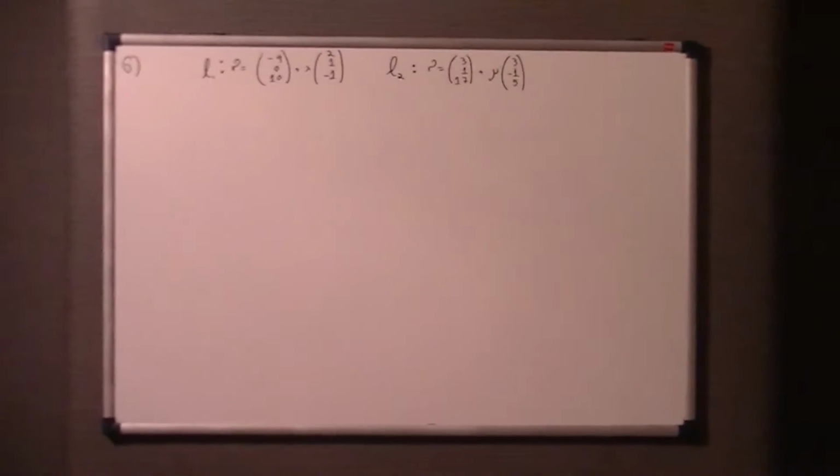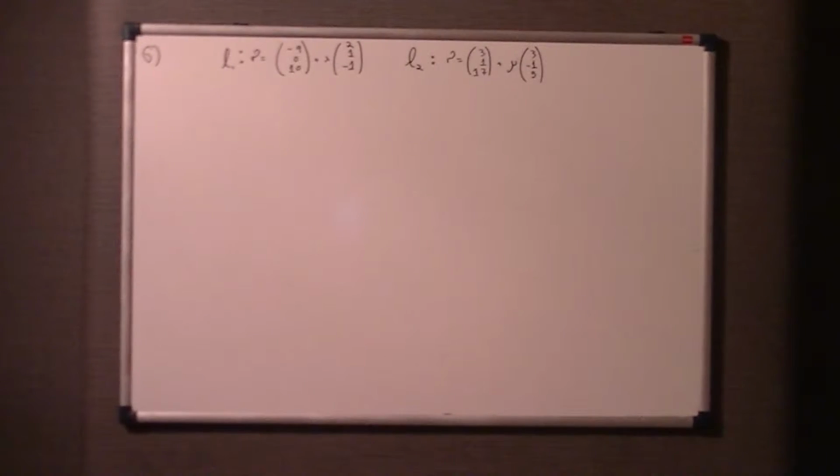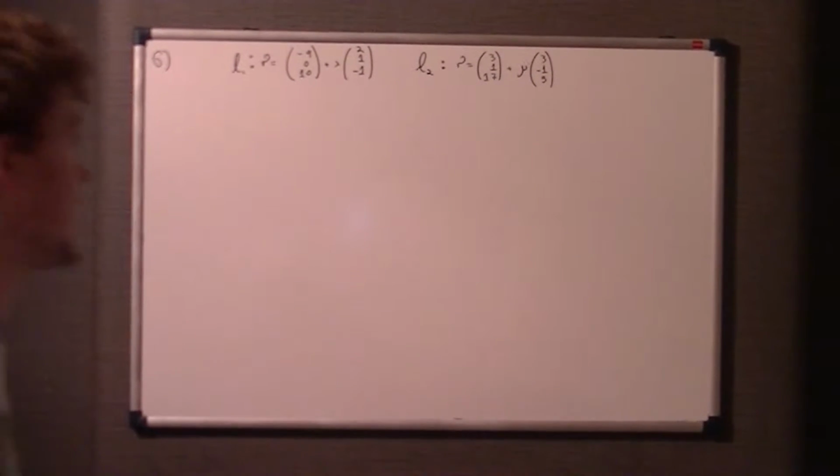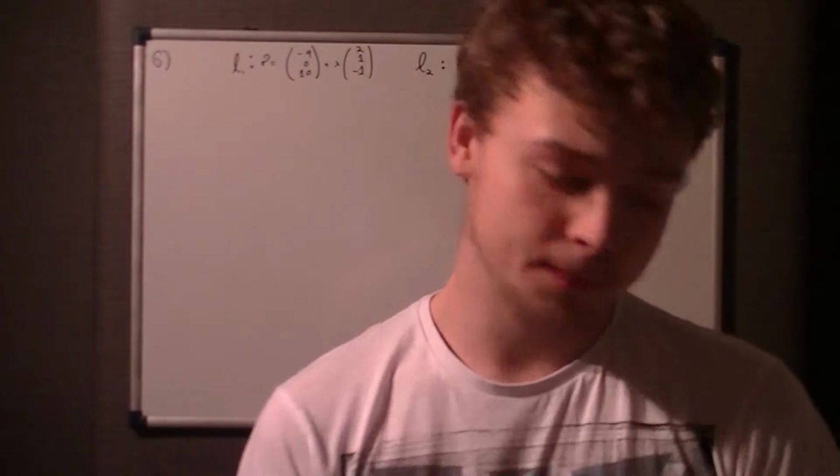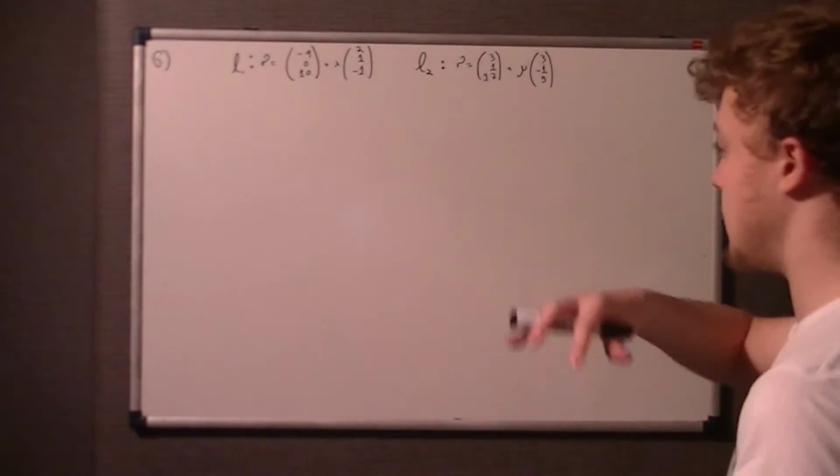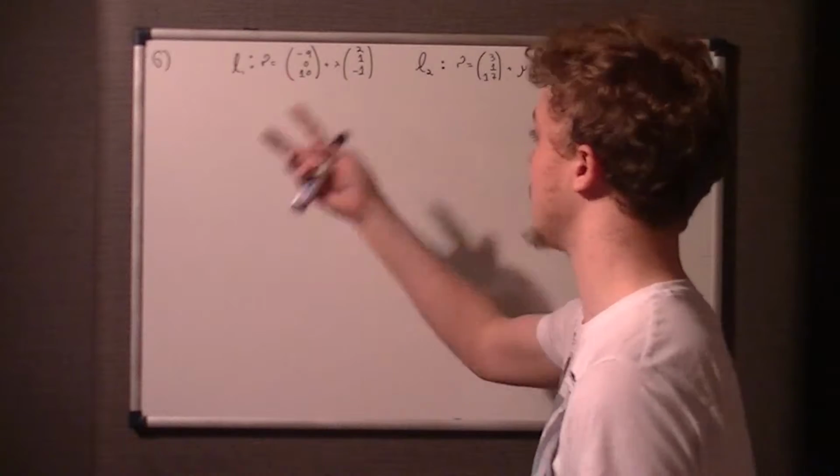Welcome, this is question 6 for Edexcel C4 June 2008 past paper. Now, this is a vectors question, okay? We're given these two lines, obviously line 1 and line 2.